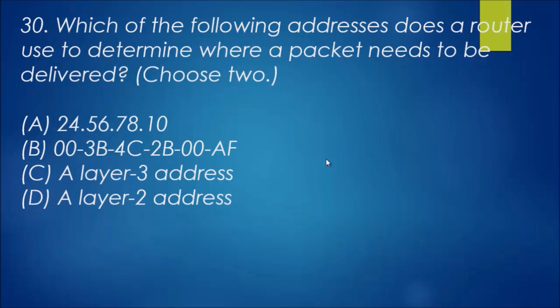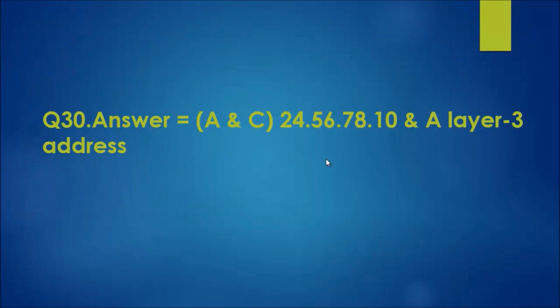For number 30, which of the following addresses does a router use to determine where a packet needs to be delivered? Remember, routers deal at a layer 3 level with IP addresses. So the top one, we've got A, which is an IP address, 24.56.78.10. B is a MAC address, and D is equivalent to a MAC address, being a layer 2 address. So we've got A and C, and that will be a layer 3 address and that IP address at the top.